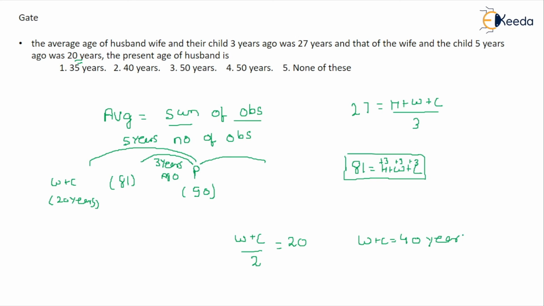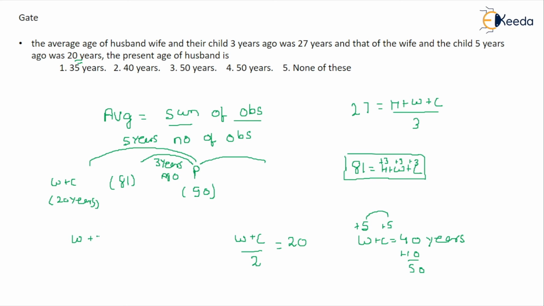Okay, so it was how many years back? 5 years back. So now coming to the present, present is 5 years ahead. So the wife's age will be increased by 5, the child's age will be increased by 5, so the total increase will be 10. So 40 plus 10 will be how much? 50. So you know that at present the addition of wife and child age is 50. The total age of all three was 90 at present, and the addition of wife and child is 50. So now you can find out.